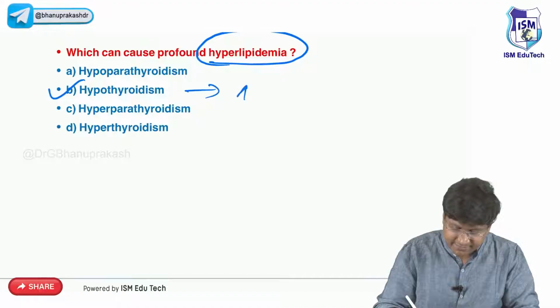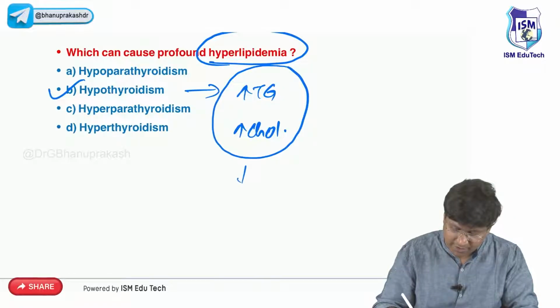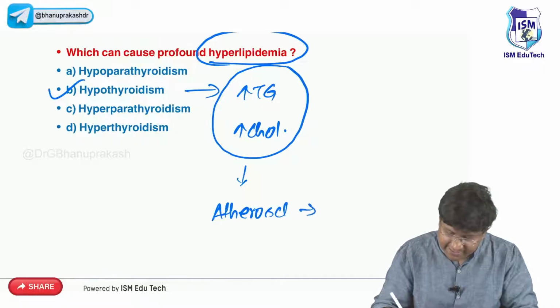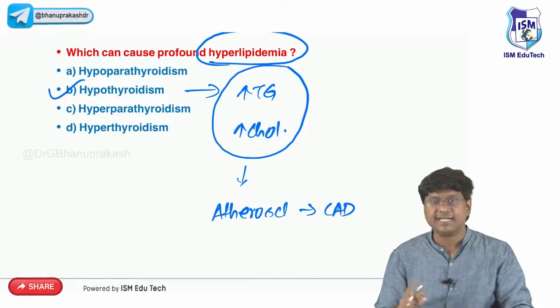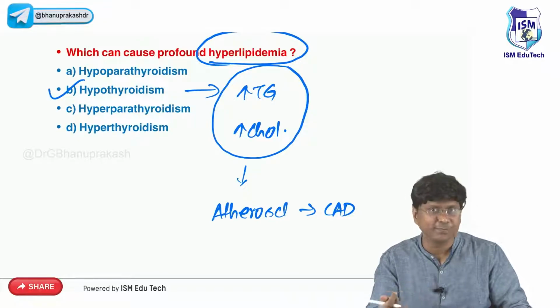In hypothyroidism, there will be increase in triglycerides, there will be increase in cholesterol. And because of this increase in triglycerides and increased cholesterol, these patients will develop premature atherosclerosis, and that can cause coronary artery disease. That is the risk that you will come across in patients with hypothyroidism.